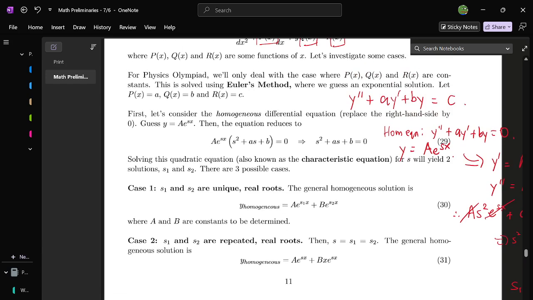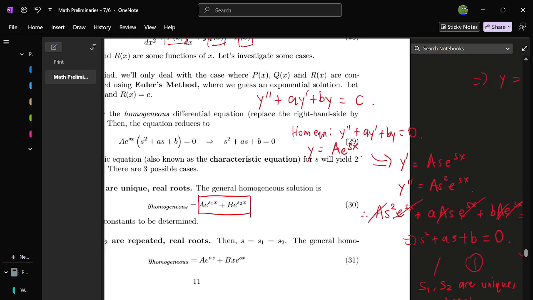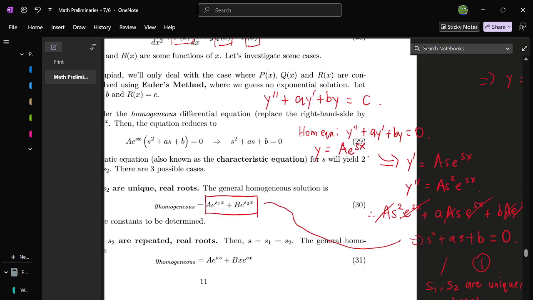So if they are unique and real, this is case one, then the general homogeneous solution is simply that, which means that we just plug in the values of s that we found from this quadratic equation, and then we put it into this form, where a and b are constants to be determined. That's your general homogeneous solution.